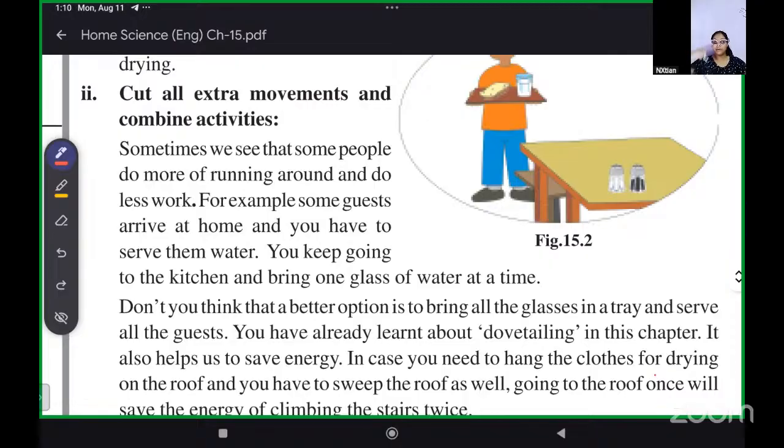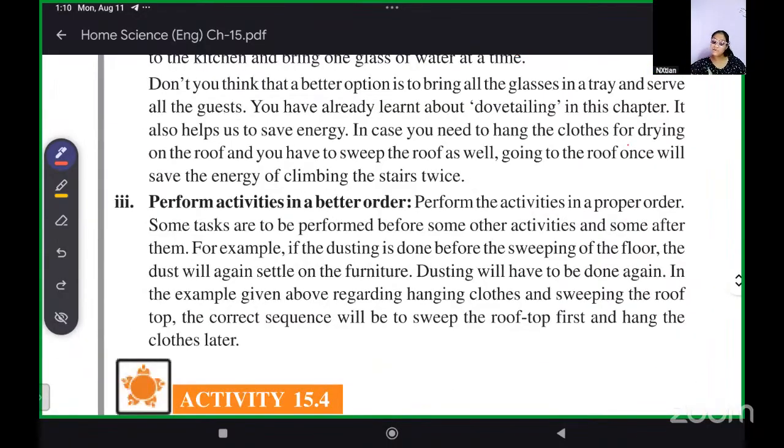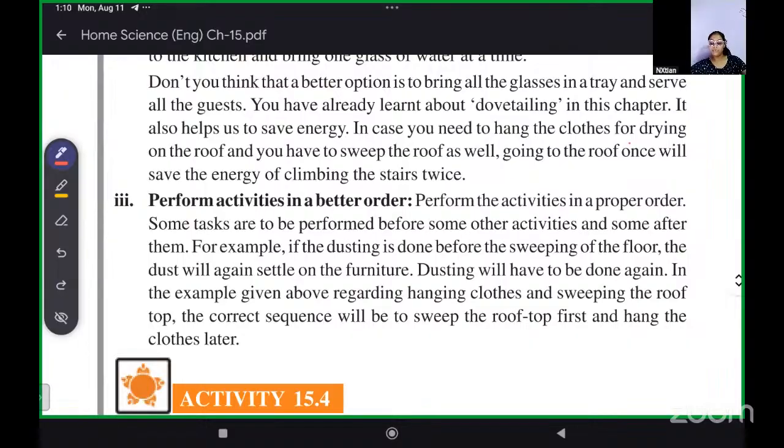Means that going around and about the house, we need to cut that extra movement and see how we can do it in minimal movement, okay? Now, in case you need to hang the clothes for drying on the roof and you have to sweep the roof as well, going to the roof once will save the energy of climbing the stairs twice.